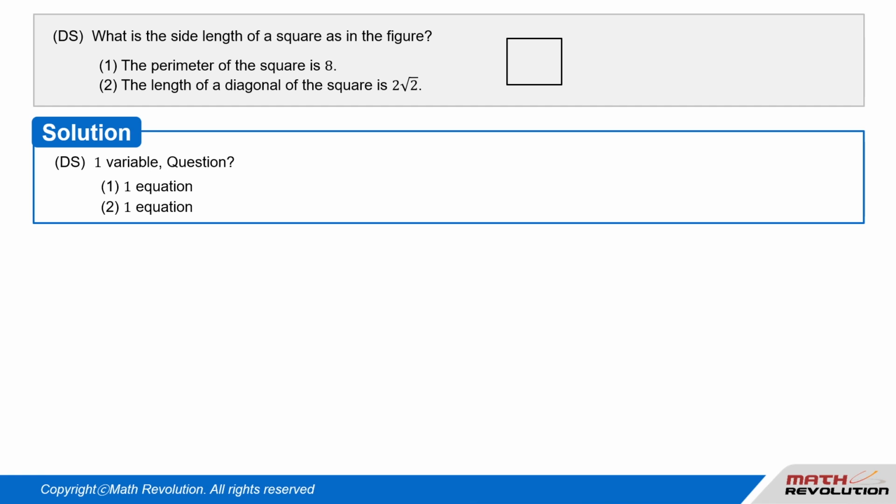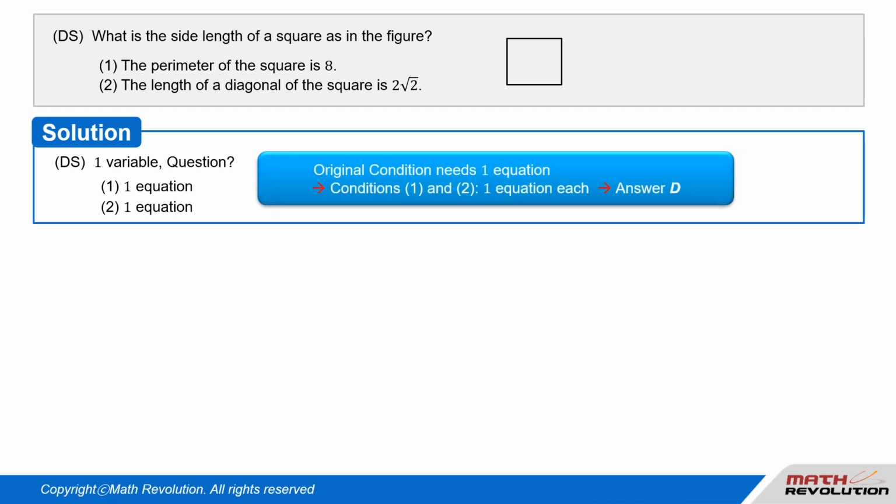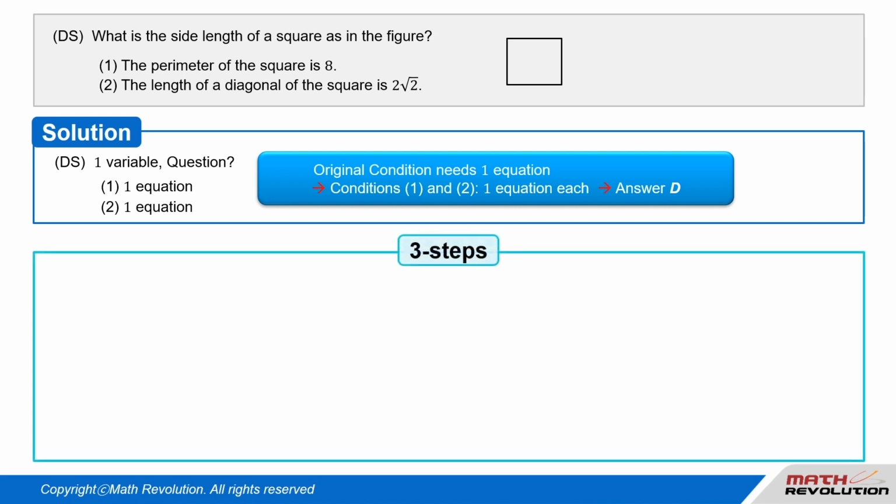Now, one variable would generally require one equation for us to be able to solve for the value of the variables. We know that each condition would usually give us an equation, and since we need one equation to match the number of variables and equations in the original condition, the equal number of equations and variables should logically lead to answer D. Let's apply the 3 steps suggested previously.